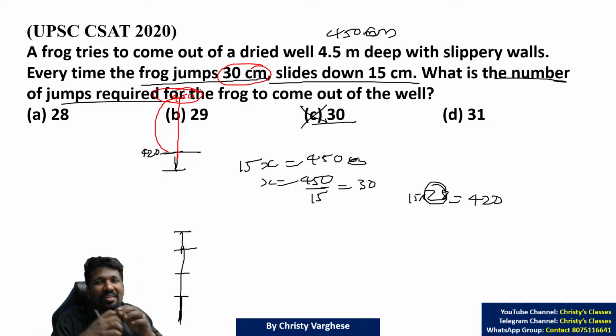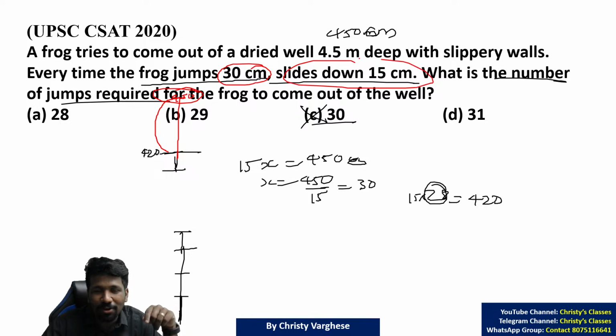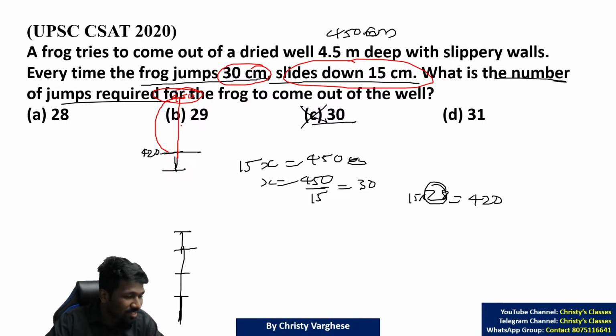Just imagine, the frog is trying to escape out of the well. The frog is not trying to complete the ritual. The frog wants to come out of the well. If the frog already came out of the well, will it jump back into the well to complete the sliding down of 15 centimeter? Are you understanding? Slide down is because the well is slippery. Once he is out of the well, there is no slippery thing at all and the frog doesn't have to slide down. Getting the point?